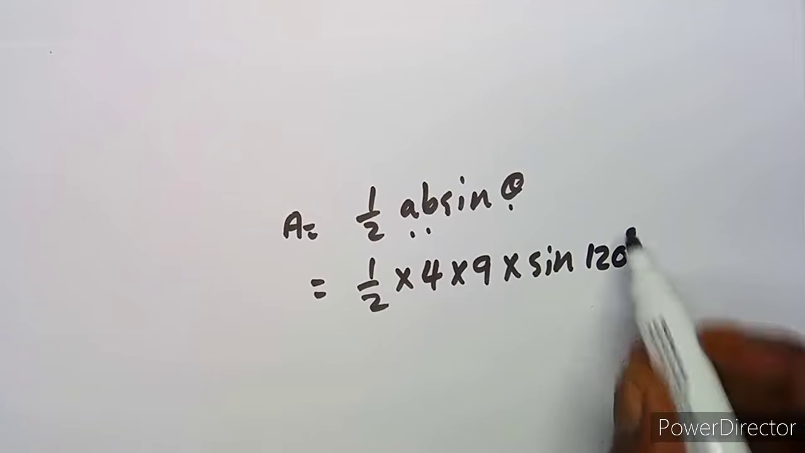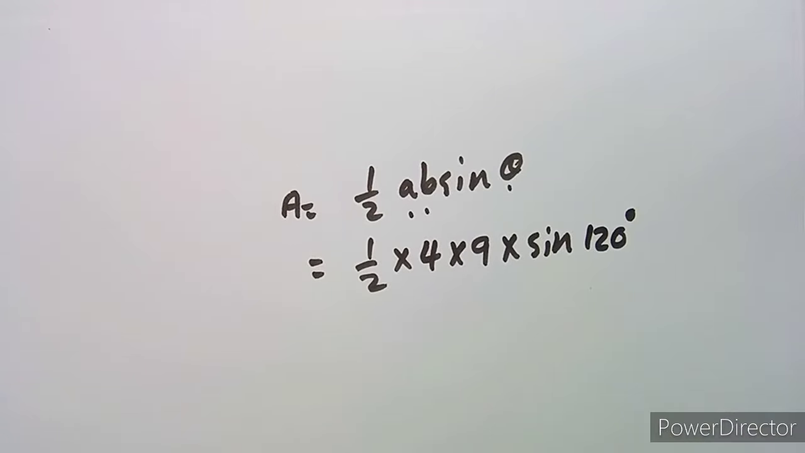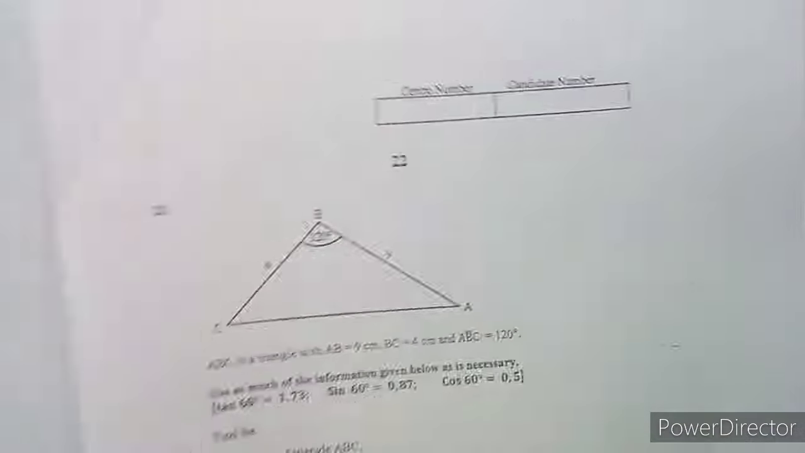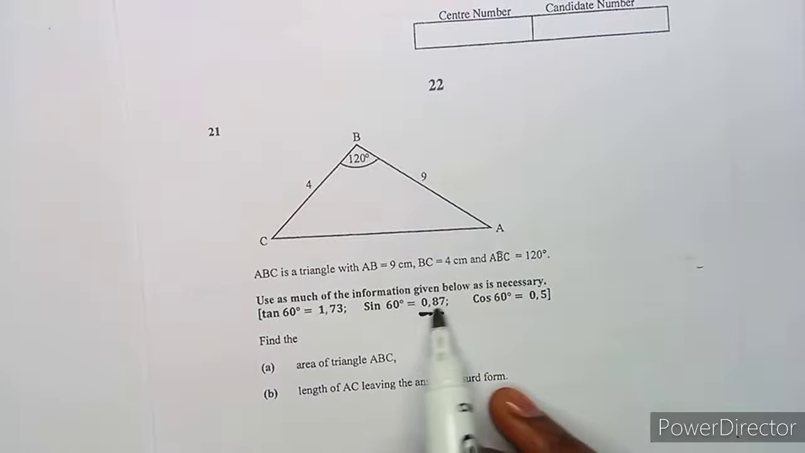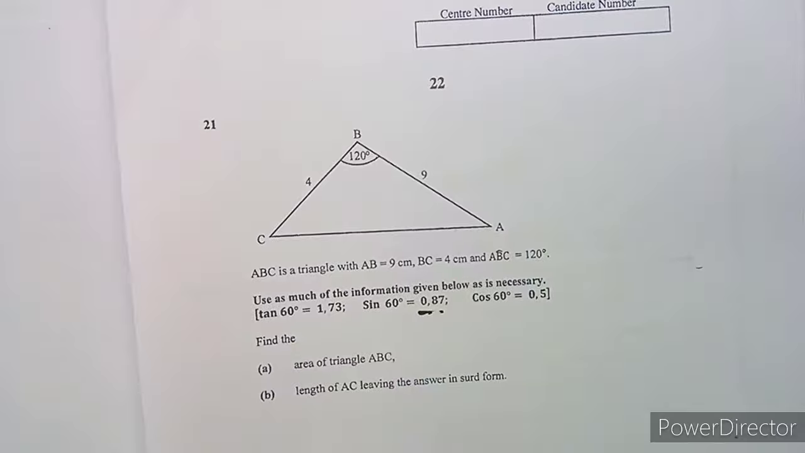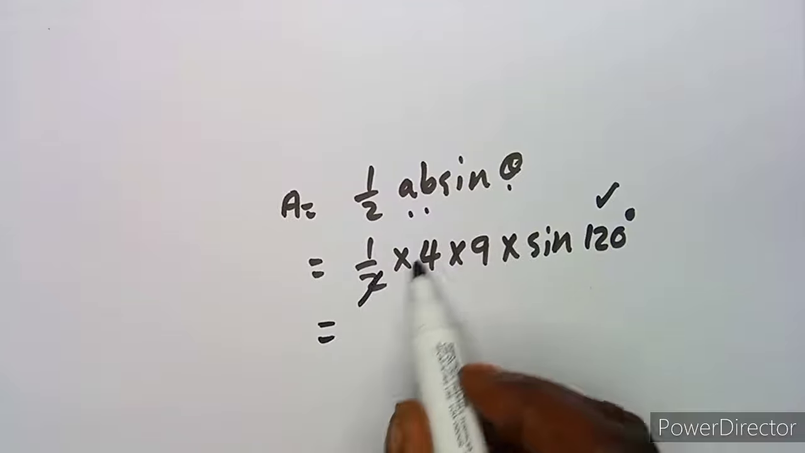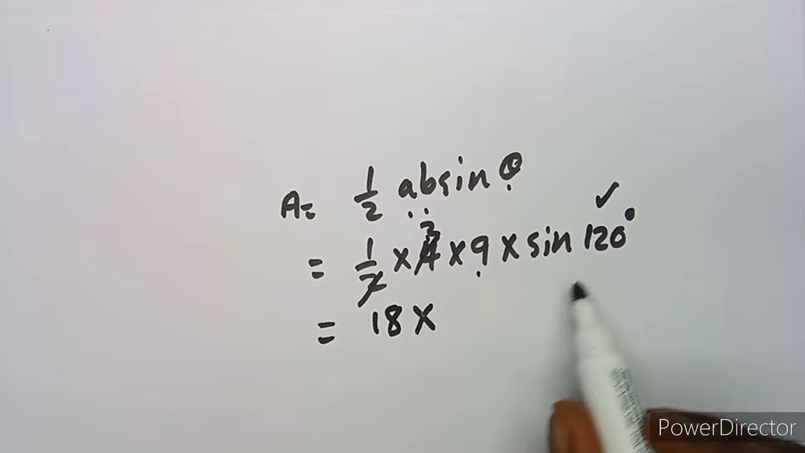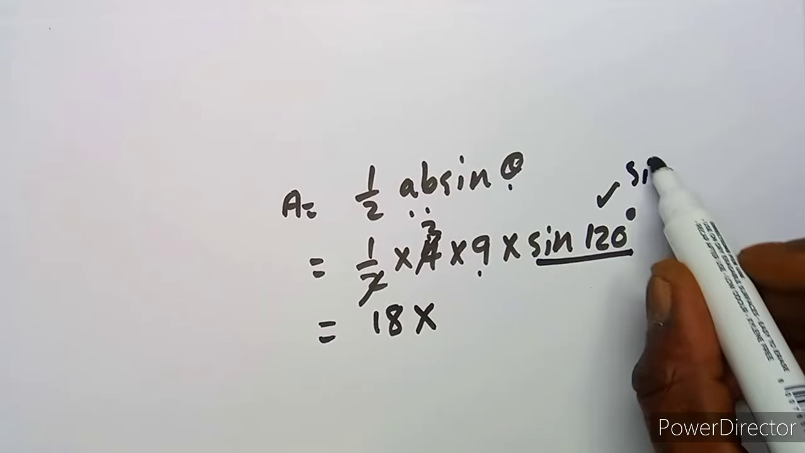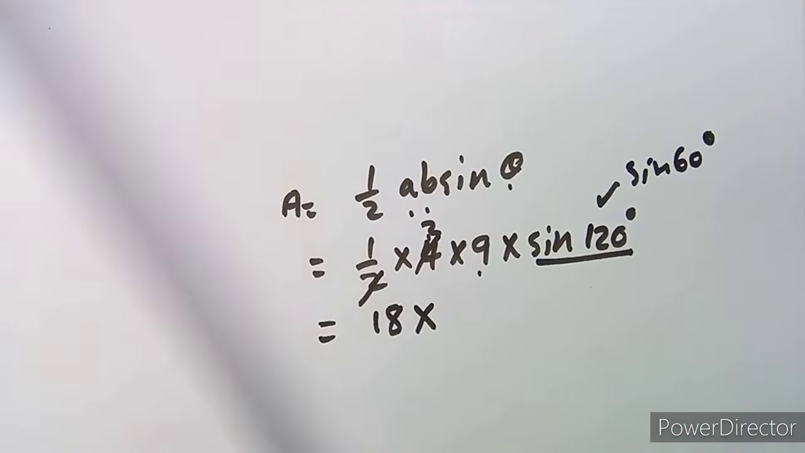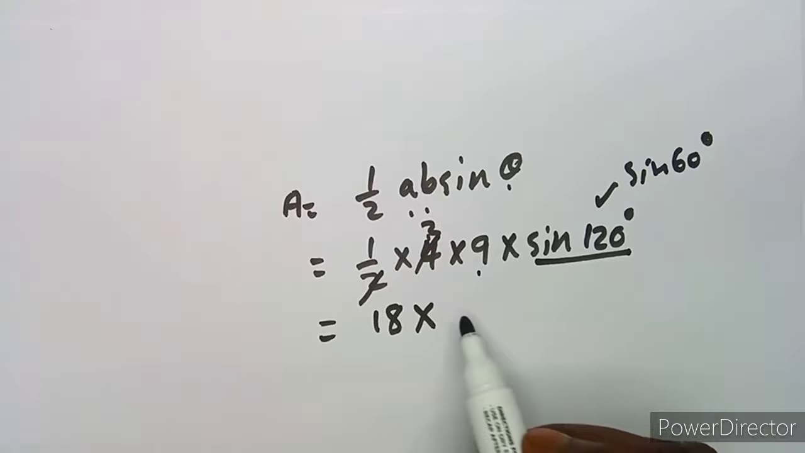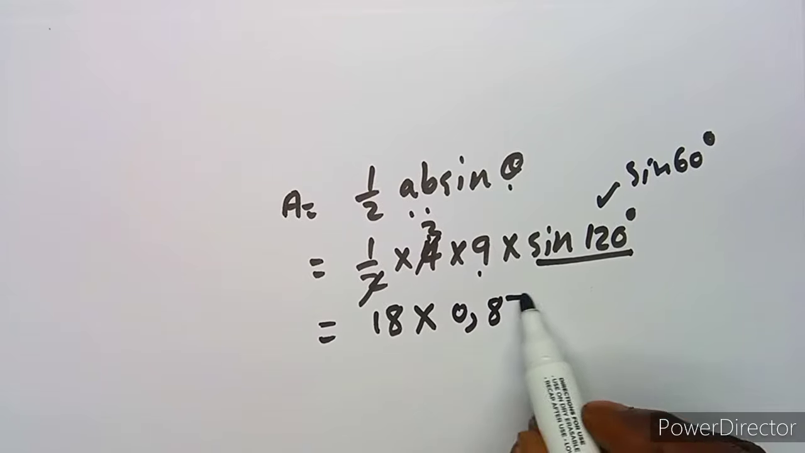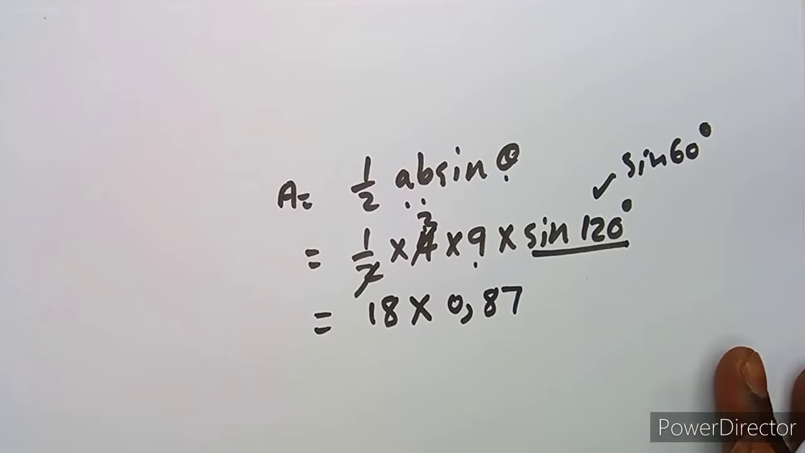So it's 4 times 9 times sine theta, which is the angle in between, which is 120 degrees. All right. So for sine, it's important for you to know that sine of the obtuse angle is equal to the sine of the acute angle. So this is going to be equal to sine of 60 degrees, which is 0.87. So it's going to be half of 4 times 9, which is 2 times 9, which is 18, times sine 120, which is the same as sine 60. So sine 60 is 0.87. Sine is positive for acute and also for obtuse.